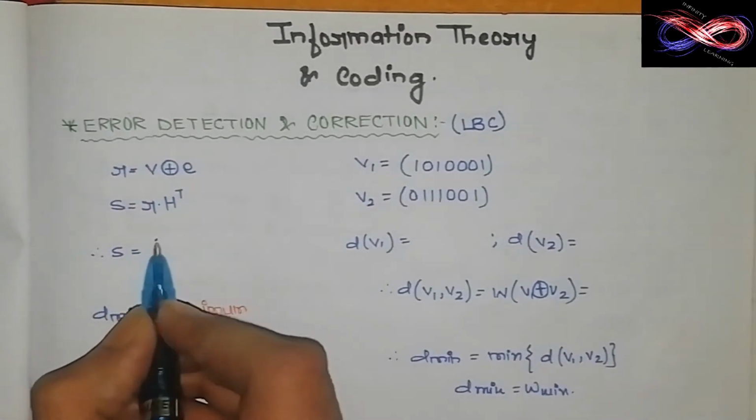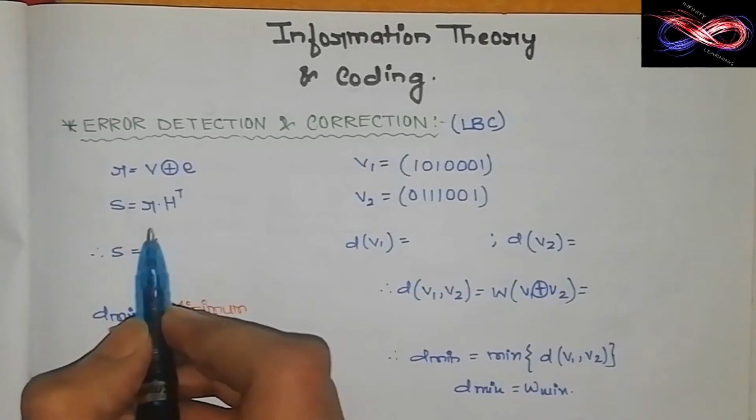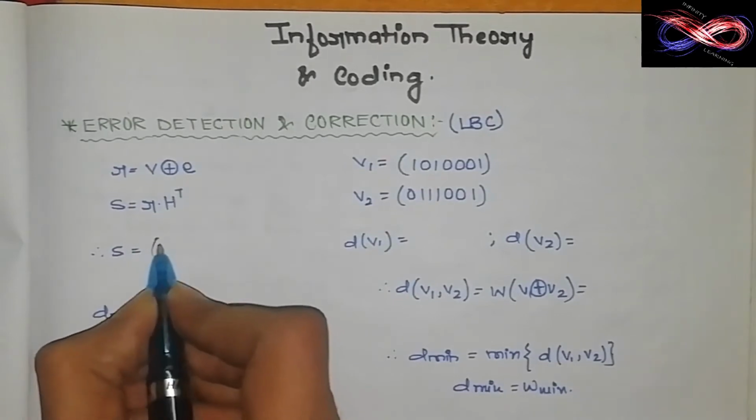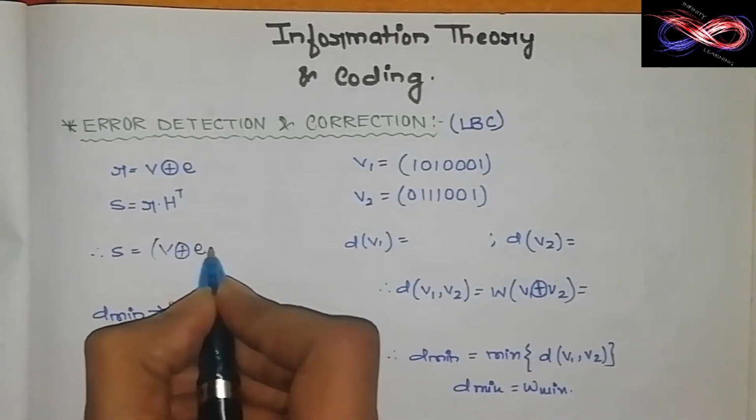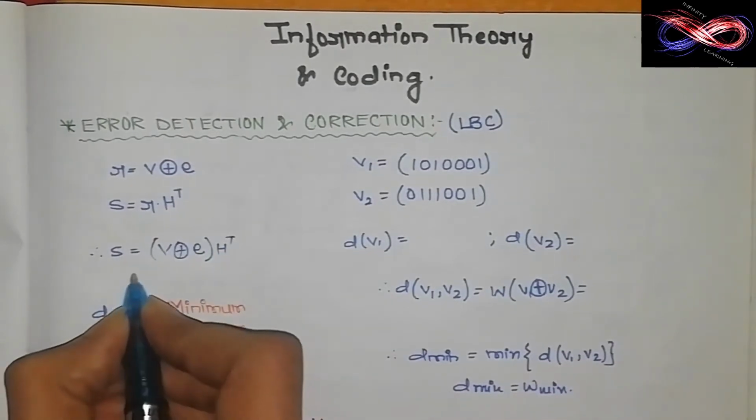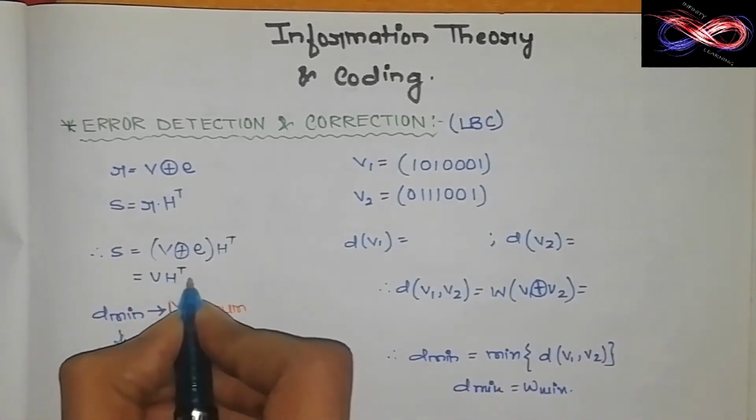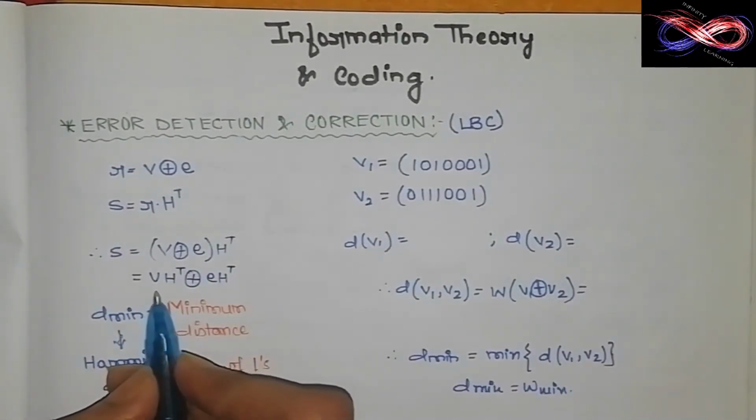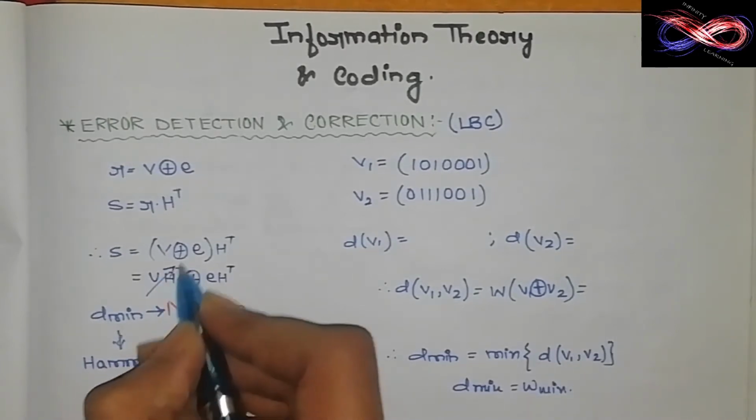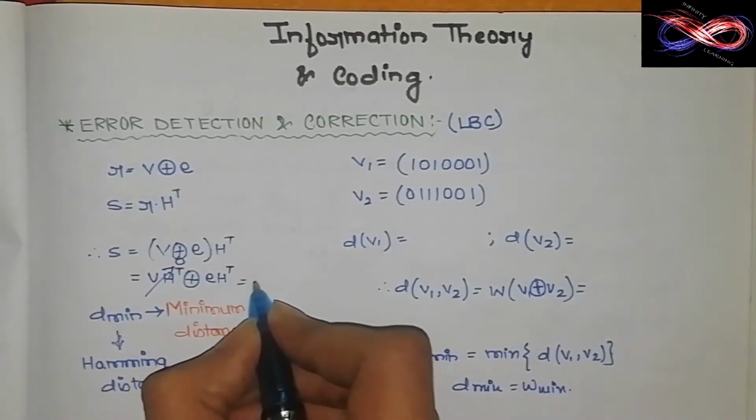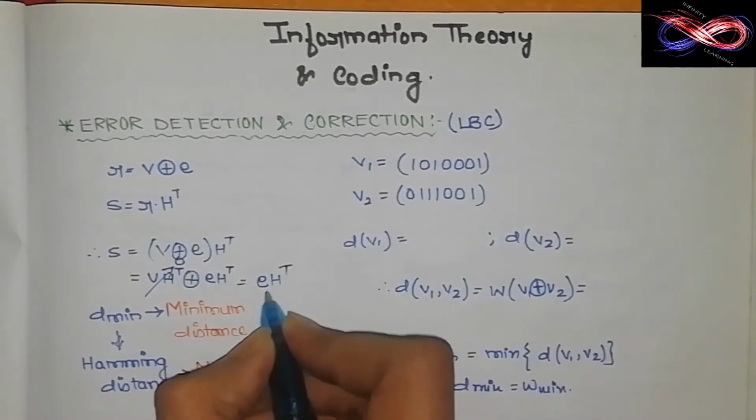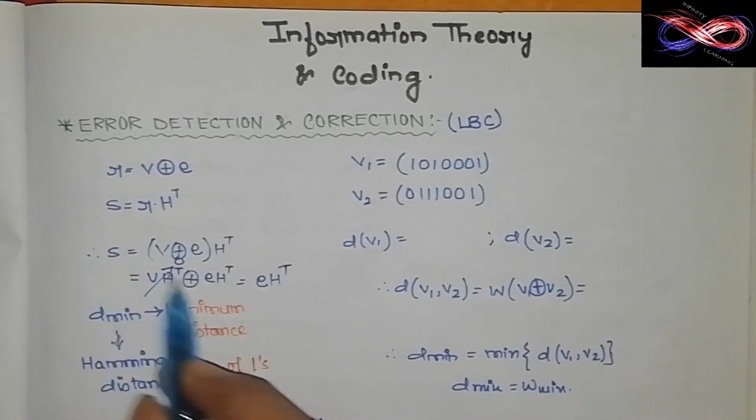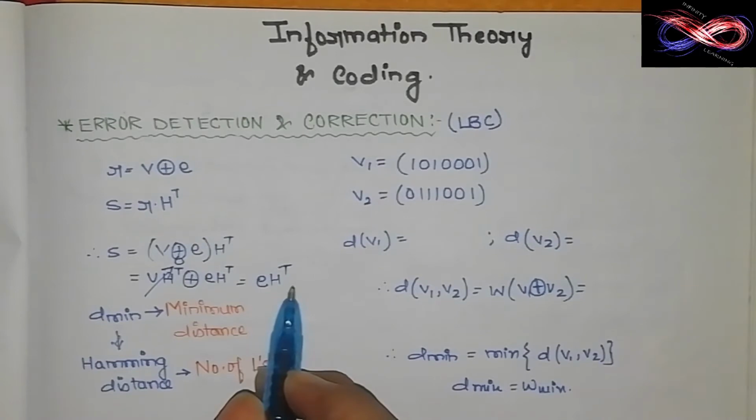So by putting the value of R in this equation, we can determine the value of the syndrome in terms of error. So this will be V XOR E into H transpose. So this will be V H transpose XOR E H transpose. Now, if you remember my previous lecture, we have proved this term to be 0. So S will be equal to E into H transpose, where E represents the error. From here onwards, we will use S is equal to E into H transpose.